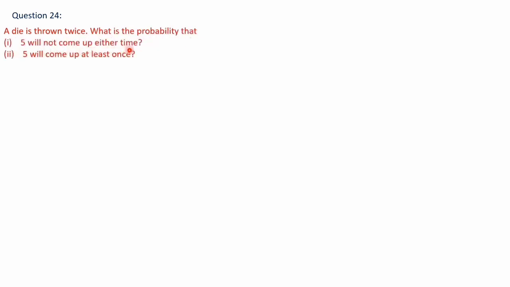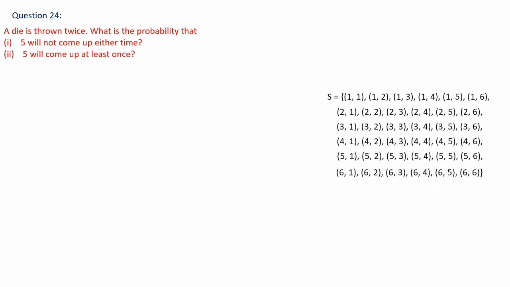Next, we shall discuss question number 24. A die is thrown twice. What is the probability that 5 will not come up either time? Second question, 5 will come up at least once. Here a die is thrown twice. We have previously also done this question. 2 dice are thrown at a time. Then the total number of outcomes, or the elements we get, is from 1 1 to 6 6. We have explained this before.